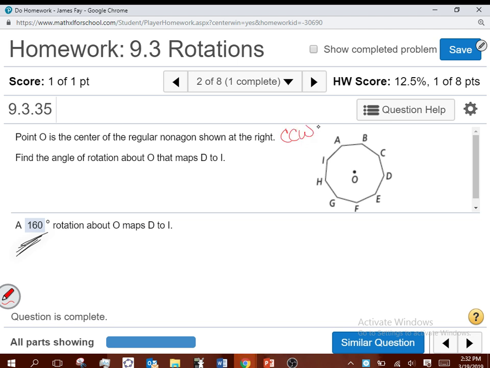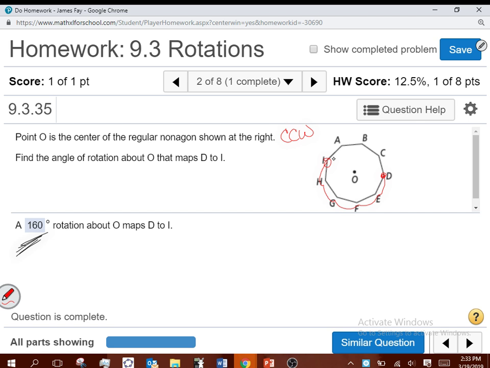If they said clockwise, you'd go 40, 80, 120, 160, 200, right? Does it get you to the same spot? Yeah. So rotating something counterclockwise 160 degrees is exactly the same as rotating something clockwise 200 degrees. What do they add up to? 360. And that should always be the case.